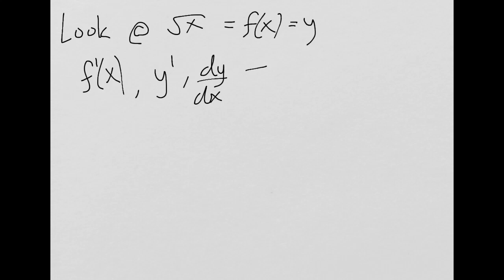Remember, derivative is just slope, right? So back to Algebra 1, the dy is kind of like a delta y. The dx is kind of like a delta x, which is my rise over my run from slope.